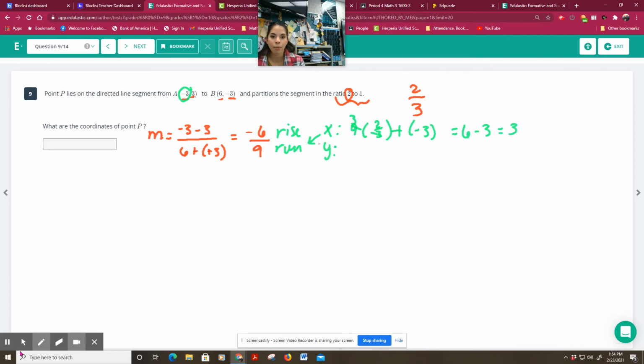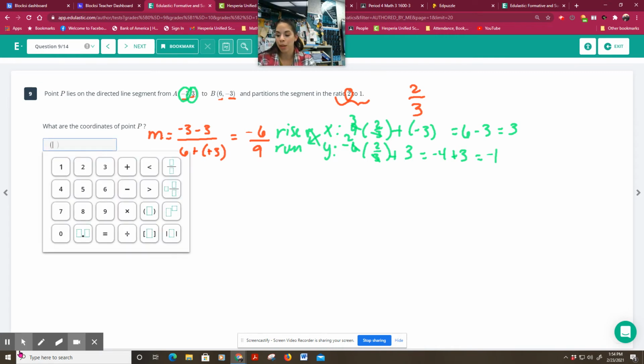Let's find the y. It has to do with the rise. The rise is a negative 6, and I have to take 2/3 of that and add that to the y value of the starting point, which is a positive 3. 3 goes into 6 twice. Negative 2 times 2 is a negative 4. Negative 4 plus 3 is negative 1. So 3, negative 1 are the coordinates of P.